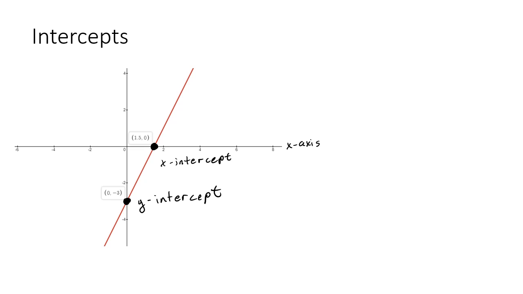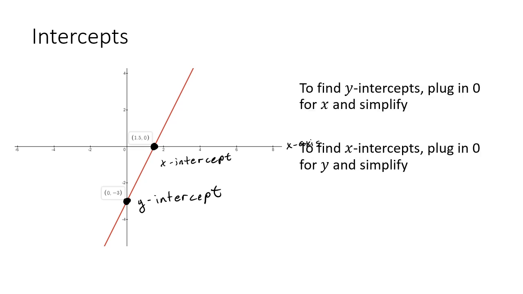And so what that does is it gives us a process for finding these intercepts. If you want to find the y-intercept, you plug 0 in for x and simplify. And if you want to find the x-intercept, you plug 0 in for y and simplify. So a good way to remember it is to find intercepts, you plug in 0 for the other variable and simplify. Y-intercept, plug it in for x. X-intercept, plug it in for y.